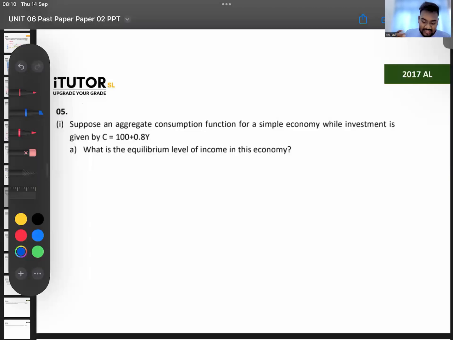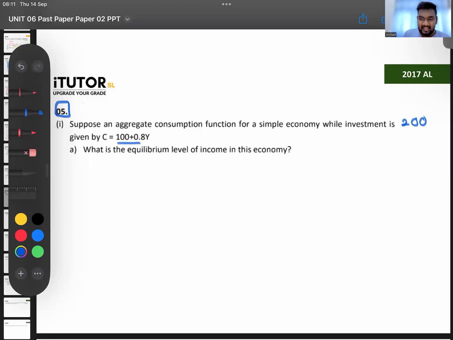We'll start with the 2017 question, question number 5. Suppose the aggregate consumption function for a simple economy, while investment is given by... okay, how much is investment, guys? I think I missed the part when typing. Can you give me the numbers? Open your past paper, you can see investment is 200. Okay. Investment is 200 and consumption is 100 plus 0.8Y.